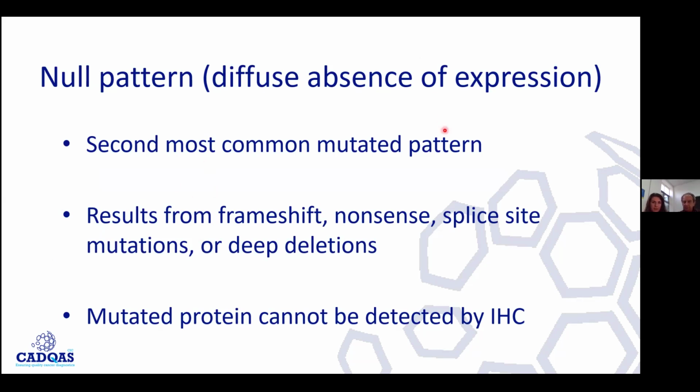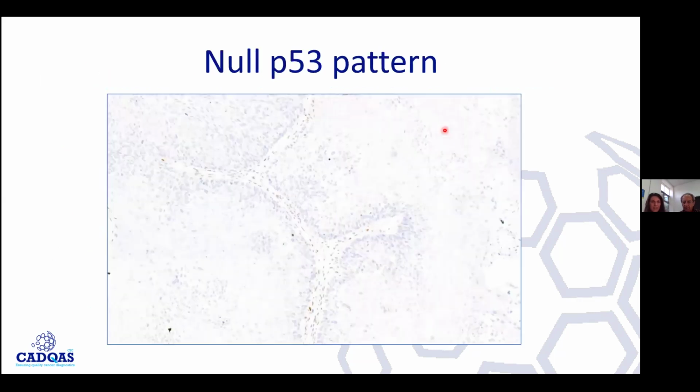Now, the null pattern, this is what we've already said. That is the second most common. The protein is usually very disturbed in a way that is not recognized by the antibody. So we see the internal control between the tumor clusters. It's not very strong, obviously, because it will have a wild type pattern, the normal cell.